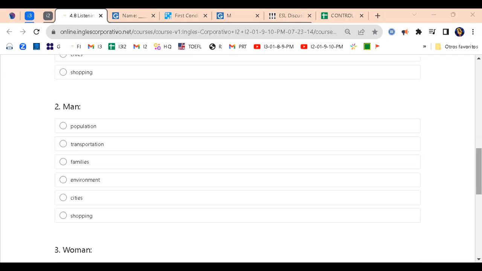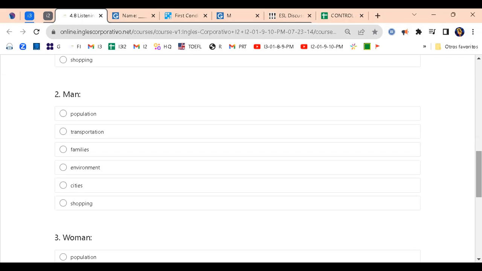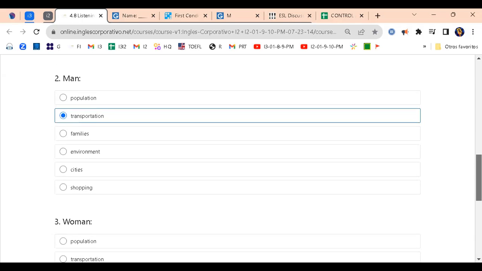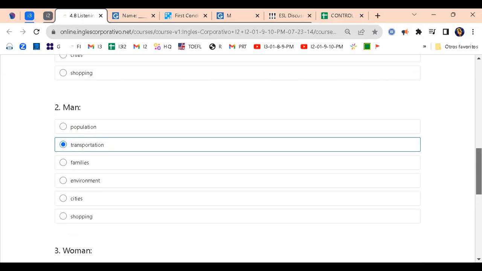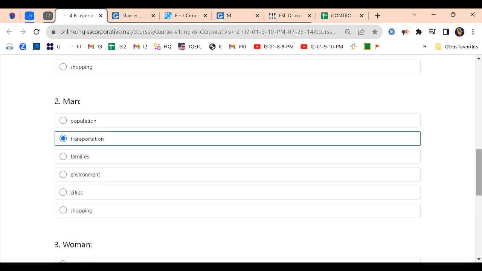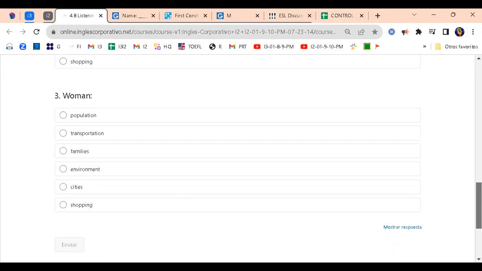Let's see. Men, how about the second conversation? What are they talking about? Transportation, teacher. Transportation. Did they mention something? What do you understand about it? So why is it about transportation? What is the problem with transportation? Everybody had to use cars. Mm-hmm. If people want to use the public transportation or buses, they have to wait a lot. Mm, okay, good. And the last one, the woman, what is the topic about?